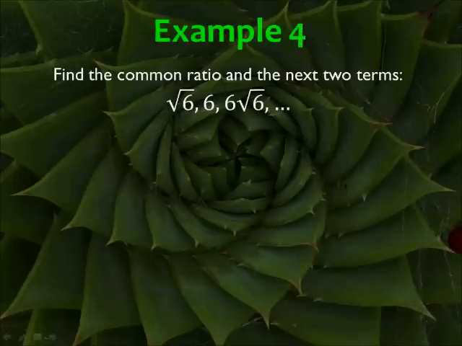Example 4. Find the common ratio and the next two terms: radical 6, 6, 6 radical 6, and so on. Go ahead and try this on your own.